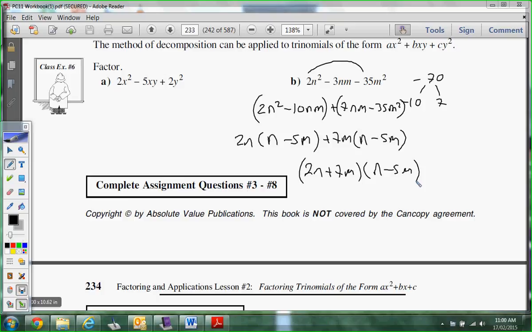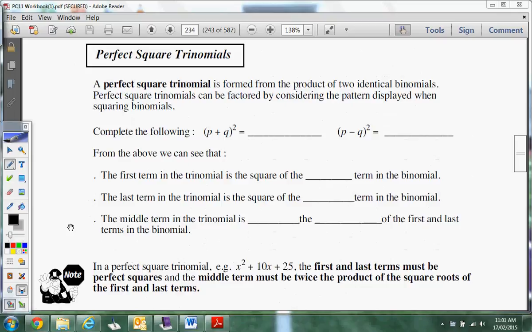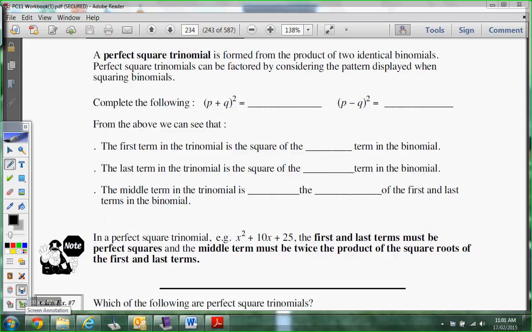One last thing, which is easier than what we've just been doing, so that's the good news. We're going to be talking about perfect square trinomials. A perfect square trinomial is formed by the product of two identical binomials. Perfect square trinomials can be factored by considering the pattern displayed when squaring binomials. So if you recognize perfect square trinomials, then you can easily factor them. Okay, and I'll show you what I mean.